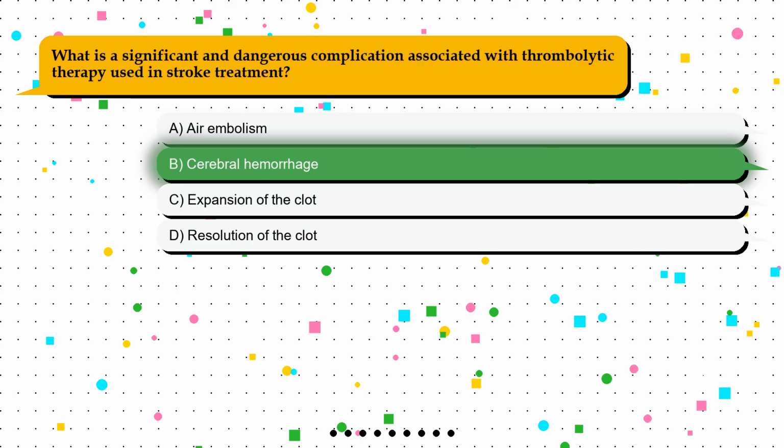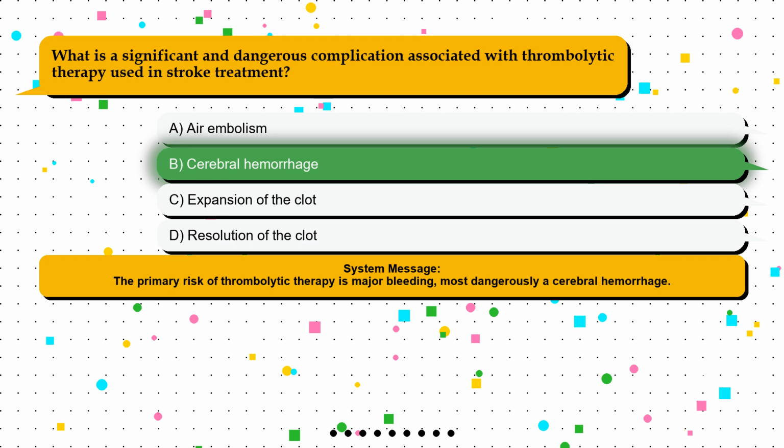The correct answer is option B. Cerebral hemorrhage. The primary risk of thrombolytic therapy is major bleeding, most dangerously a cerebral hemorrhage.